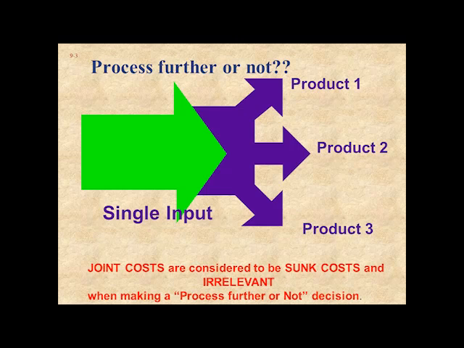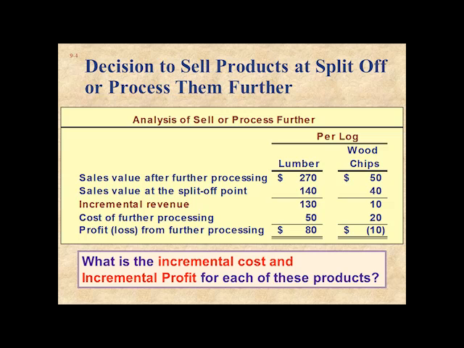They have nothing to do with the decision to process further or not, because if we process further, we're going to be far to the right and we're going to be moving this product from an intermediate to a final product. And all this process cost, these joint process costs on the left side, are truly sunk or irrelevant. The decision to process further or not is really a function of the incremental revenue or incremental costs that we will incur from the additional processing.